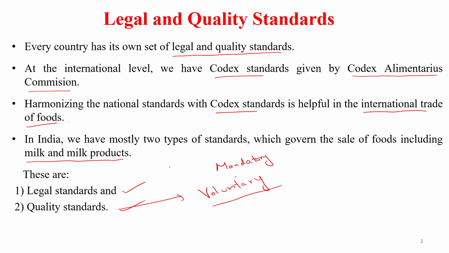And what are the specifications? They include both types of standards, which we will cover in the coming slides. In our country, India, it is FSSAI which lays down the legal standards, and the voluntary standards are those of BIS and AGMARK.